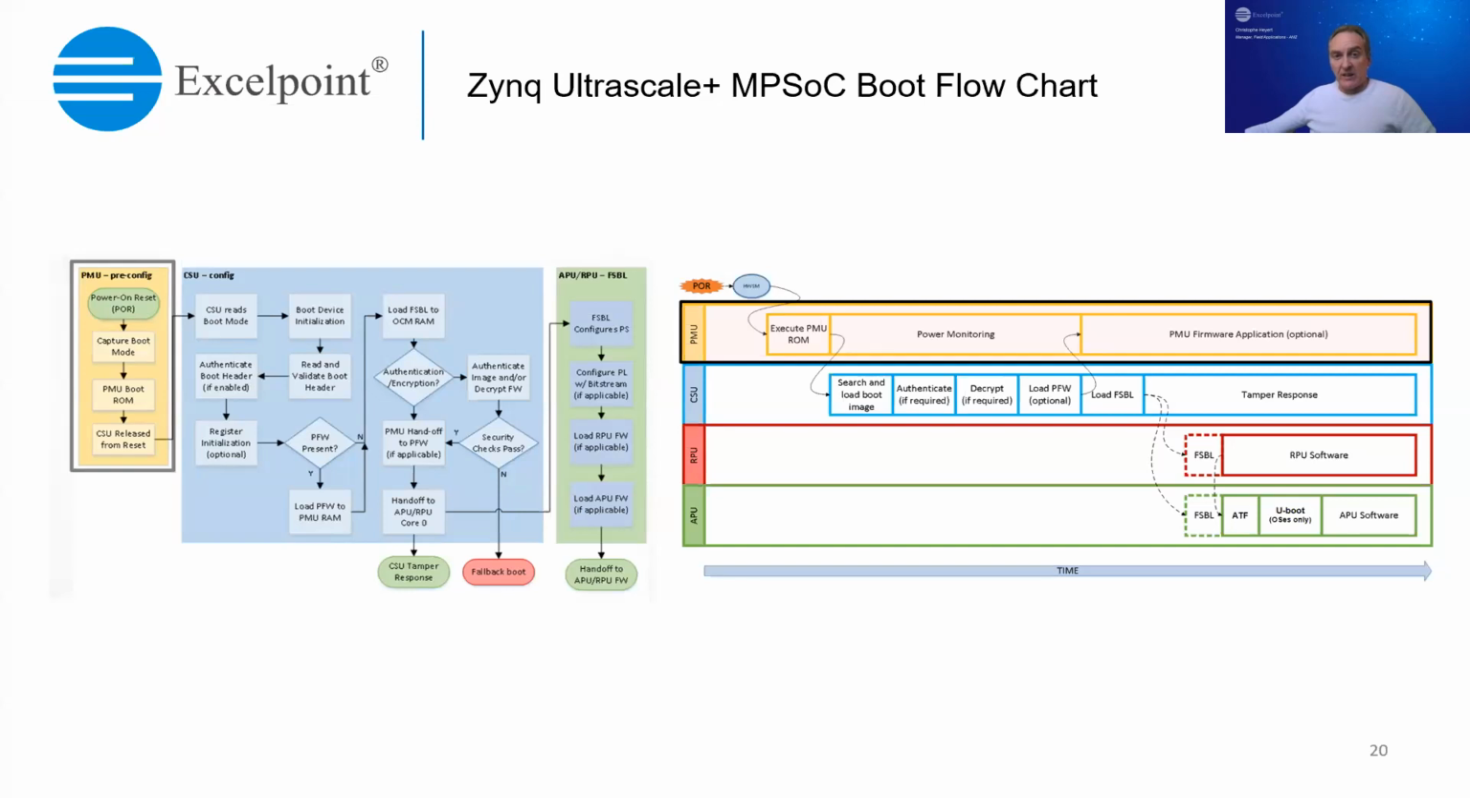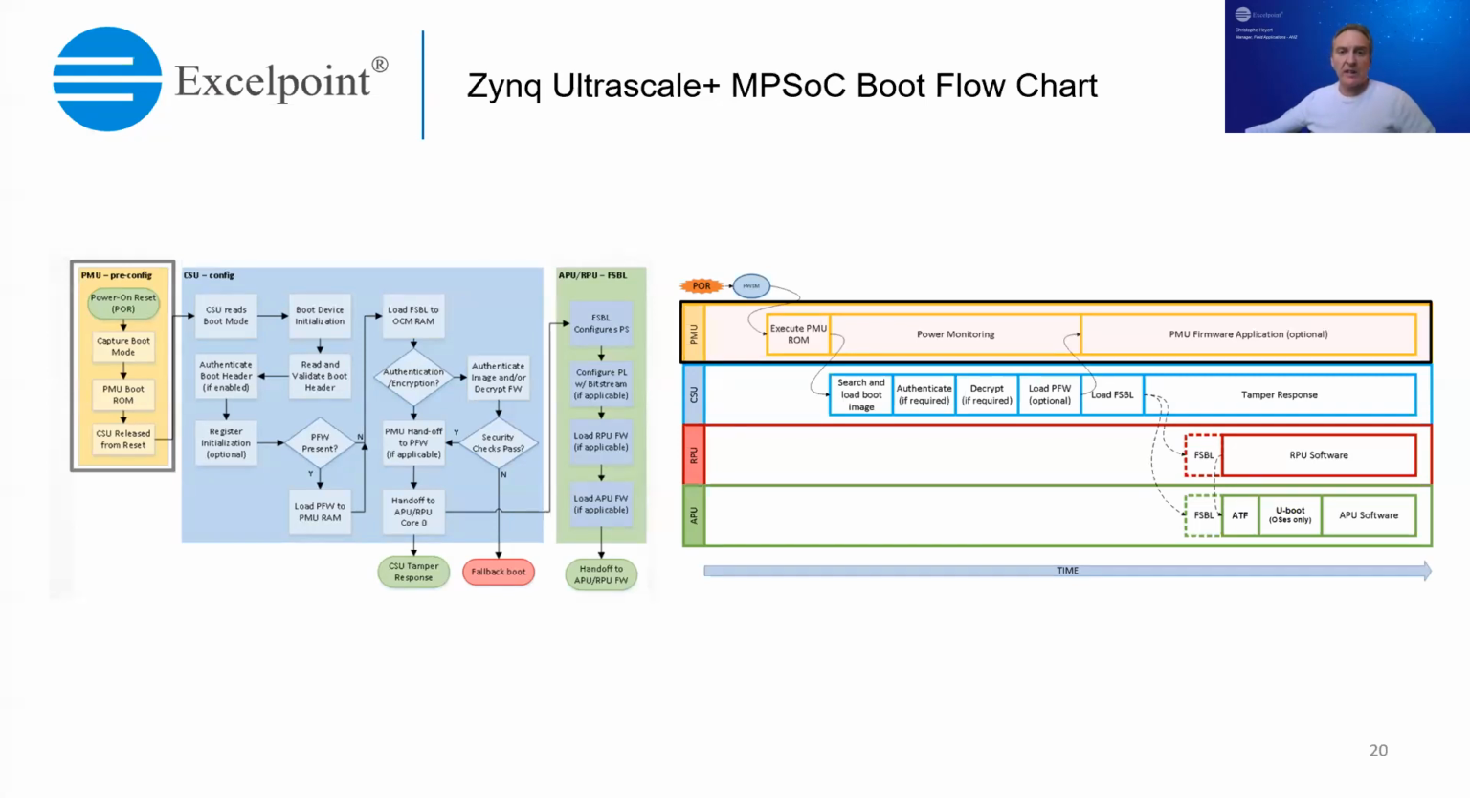The CSU then attempts to load the first stage bootloader into the on-chip memory. And if needed, the CSU will also run the decryptor and authenticator on the first stage bootloader. If it passes, it's executed by the designated processor. If not, the fallback boot sequence is loaded from ROM. Once the CSU has completed these tasks, it begins running the tamper protection code until the next boot occurs.